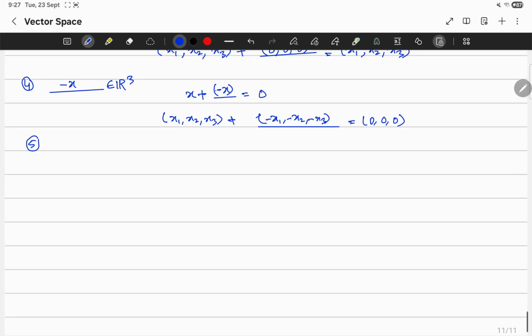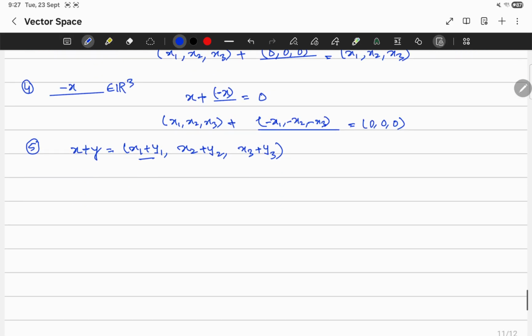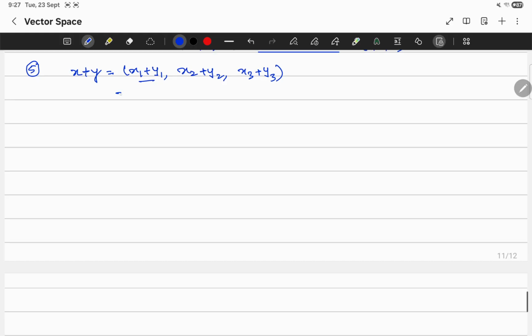Similarly, you have to prove that x plus y is equal to y plus x. So what is x plus y here? x1 plus y1, x2 plus y2, x3 plus y3. Since these are real numbers, it is commutative. So I can write it as y1 plus x1, y2 plus x2, y3 plus x3. So it is nothing but y plus x.